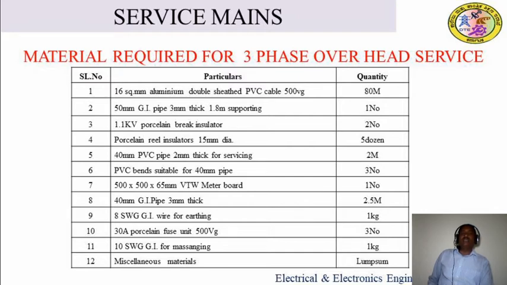First one I have mentioned is 16 square mm aluminum double sheath PVC cable with 500 volt grade. How much did we calculate? 80 meters. I enter that in the quantity column. Next, 50 mm GI pipe, 3 mm thickness, 1.8 meter supporting, 1 number required. 1.1 kV porcelain break insulator, 2 numbers. Porcelain reel insulator, 15 mm diameter, 5 dozens.